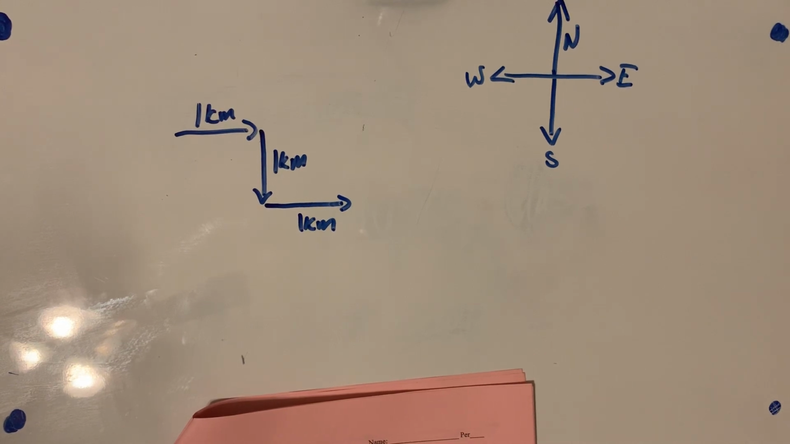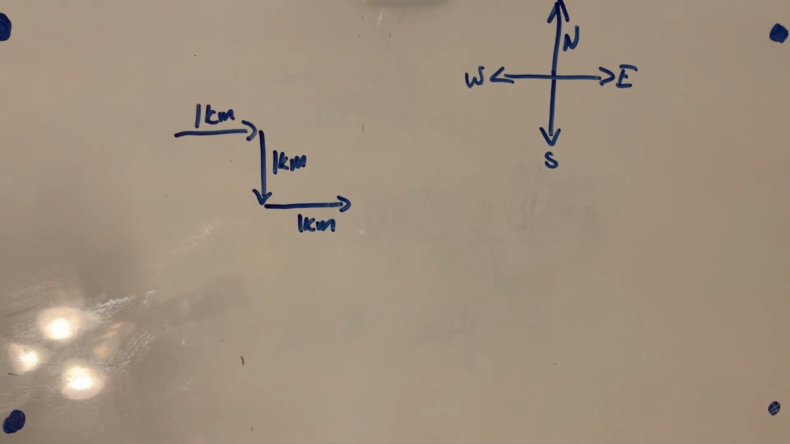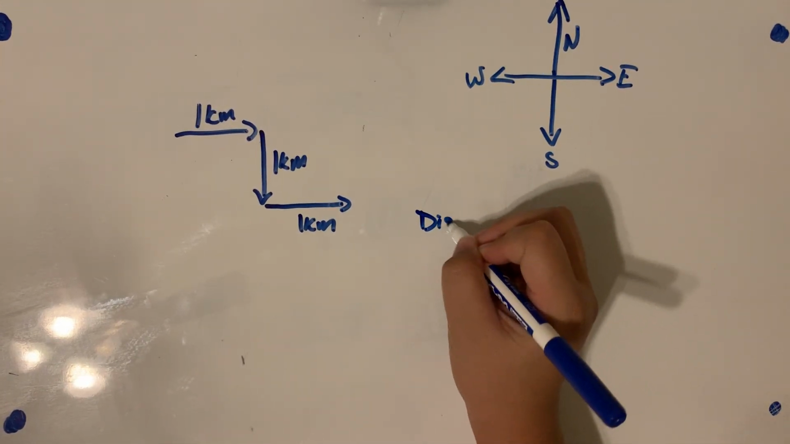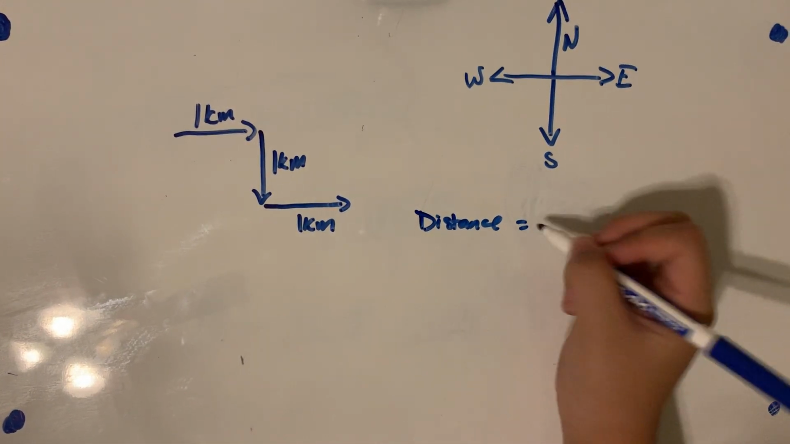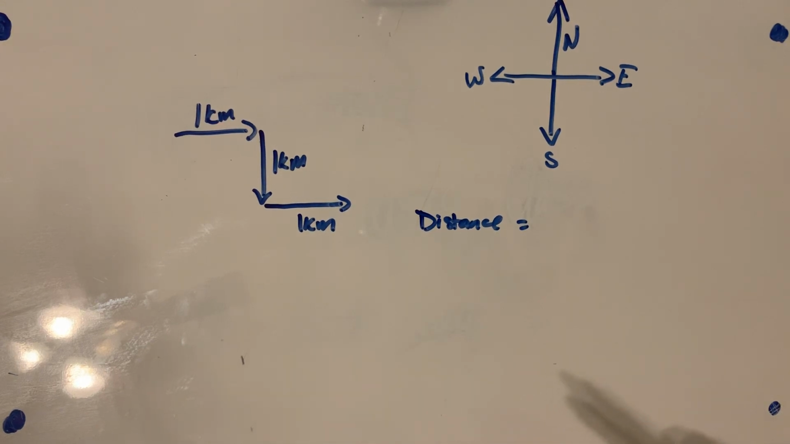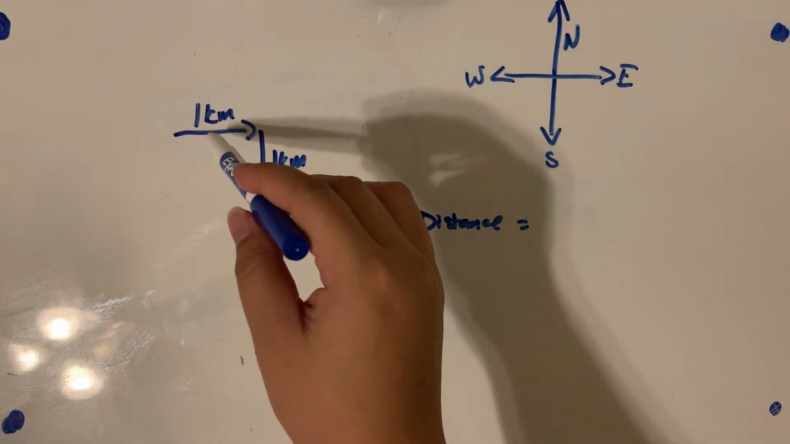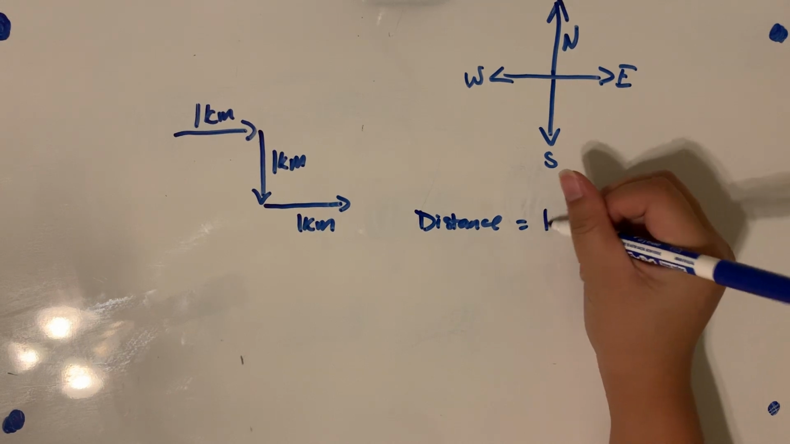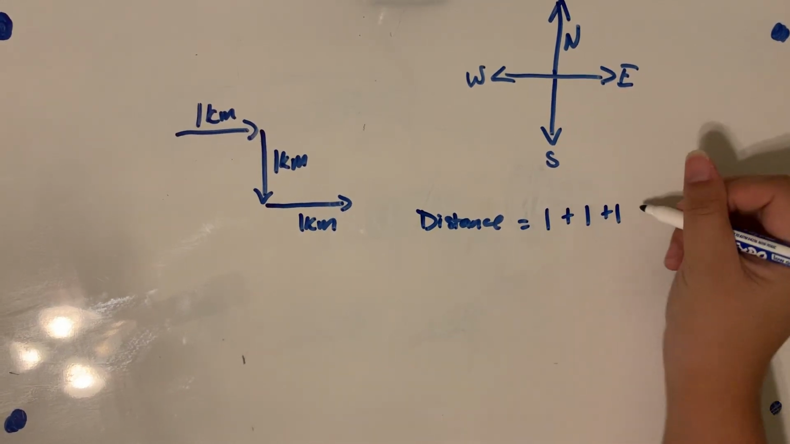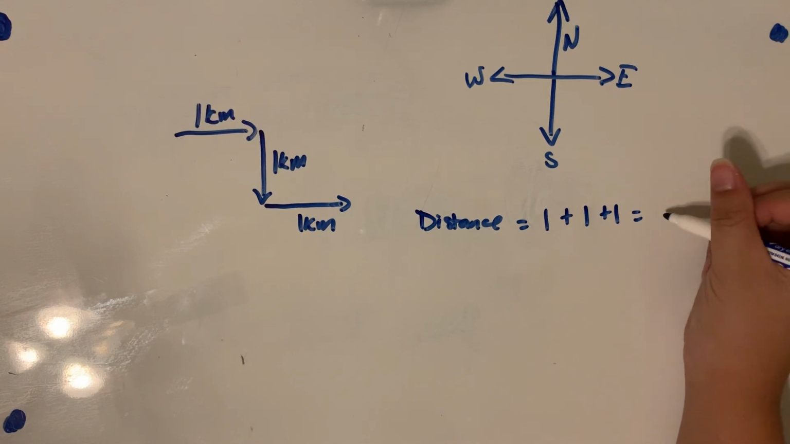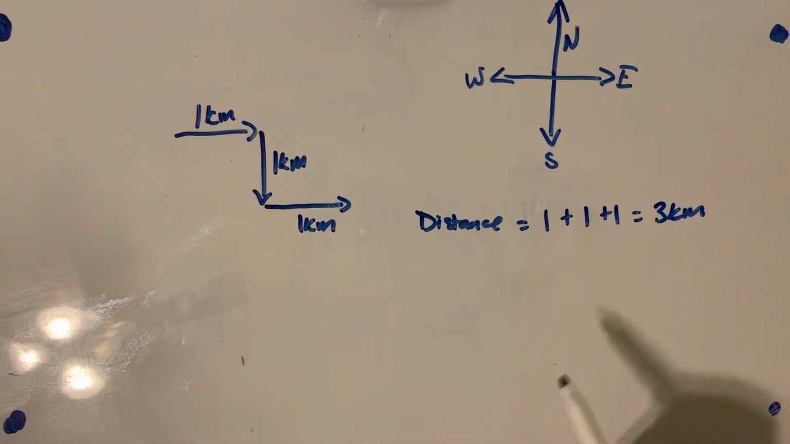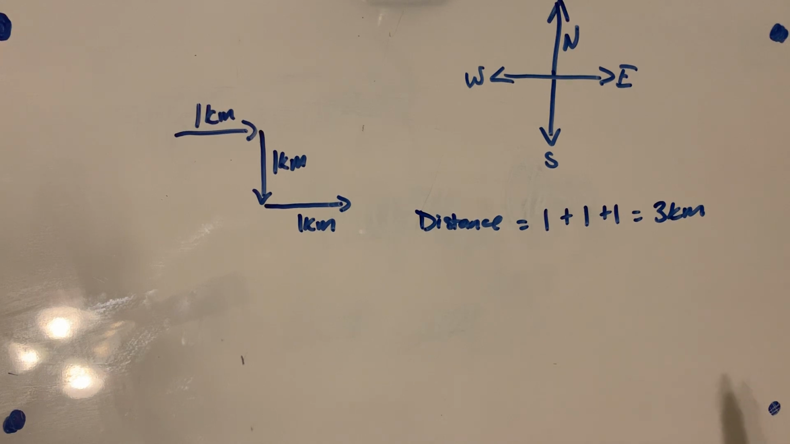Okay, what distance did he cover? So we said that distance, right, is just how much ground you cover. So looking at everything that you have done, okay, 1, 1, and 1, all you do is add them together. Okay, so his total distance is 3 kilometers. Simple. Distance is just how much ground you cover. Now, let's move to displacement.